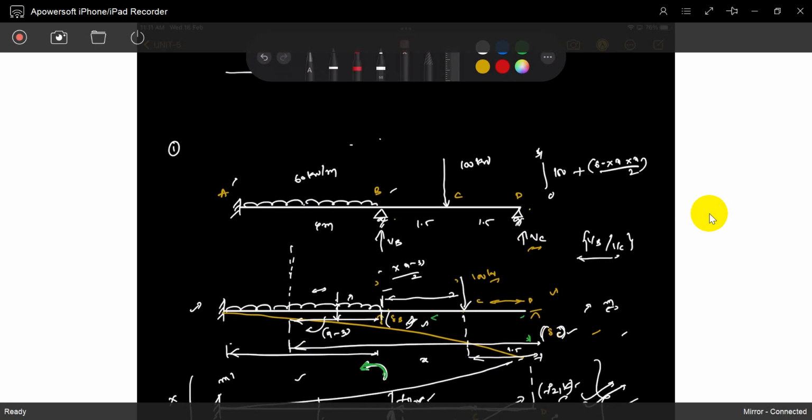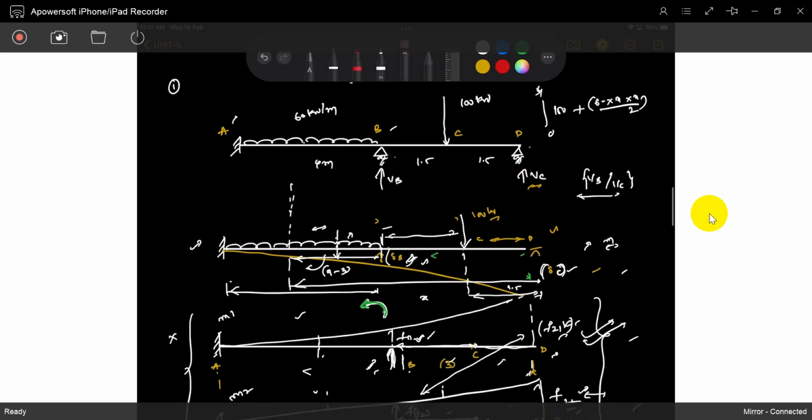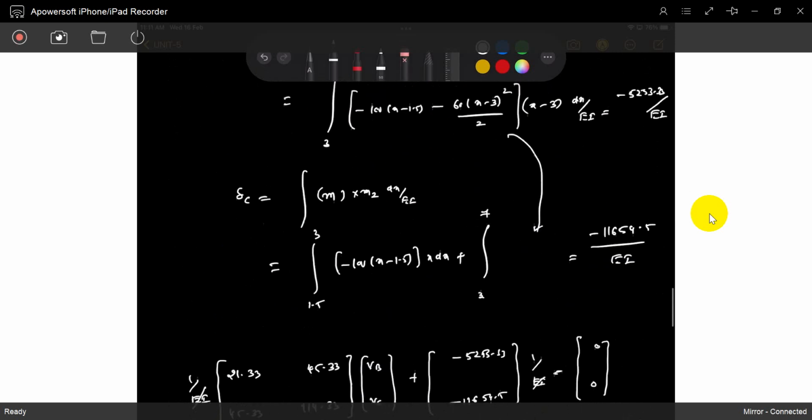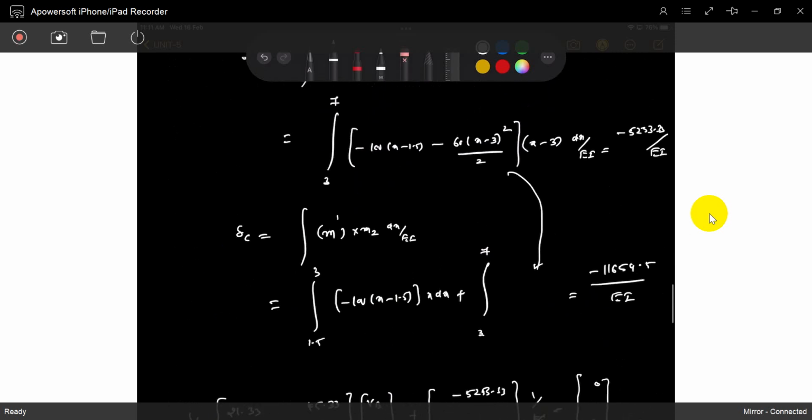These things are clumsy. That's it. This is the way you can solve the problems. This way you can find out the deflections. It is a very good method, I think. It is a very good tool to find out the deformations in different directions. Very, very powerful tool. Understood?